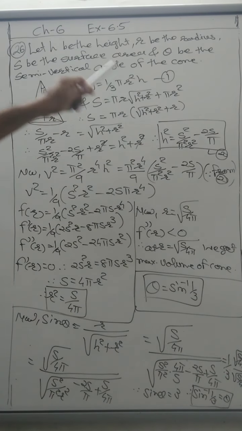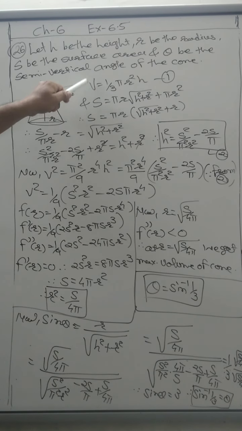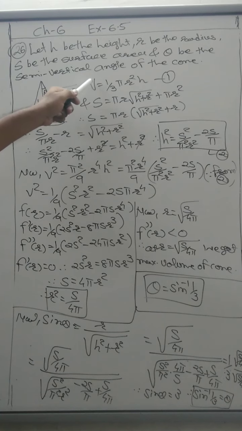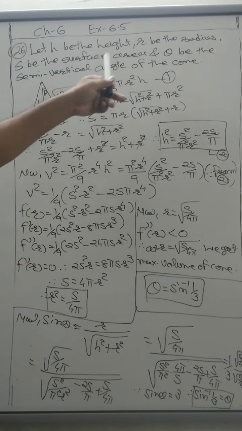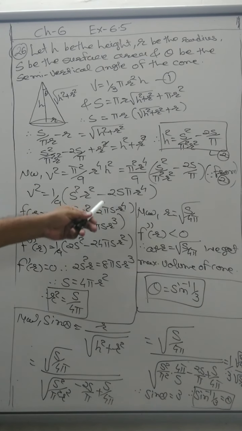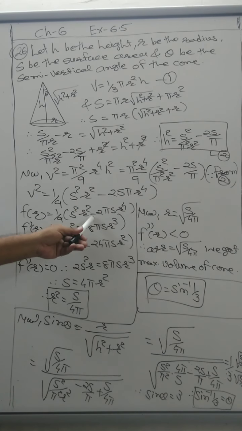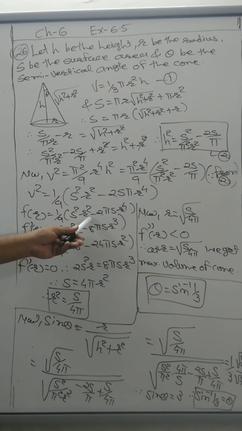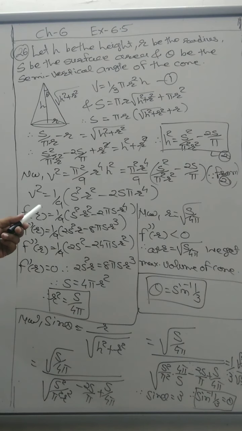We just put this h square value in this volume, but how can we take the square here? V square equal to 1 by 9 pi square r raised to 4 h square, and then put here the value of h square, simplify, then we get the first function. This function is a function of r, radius.